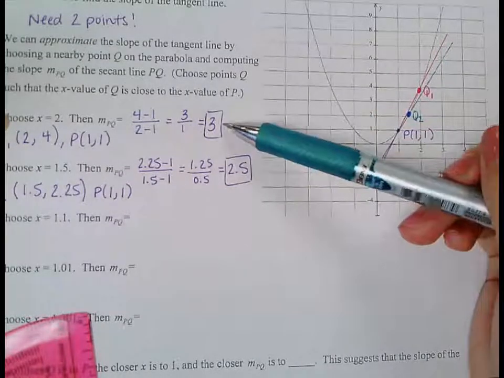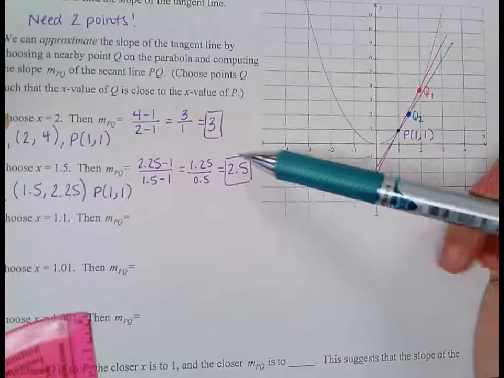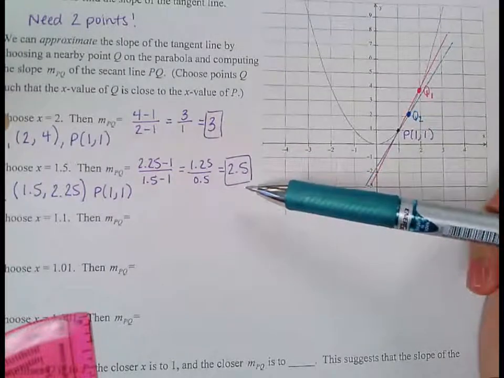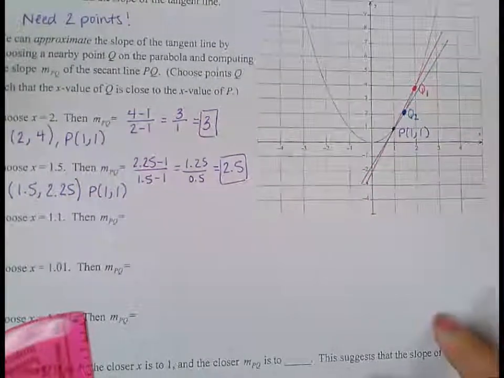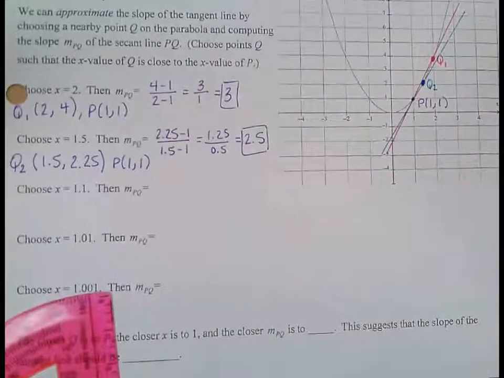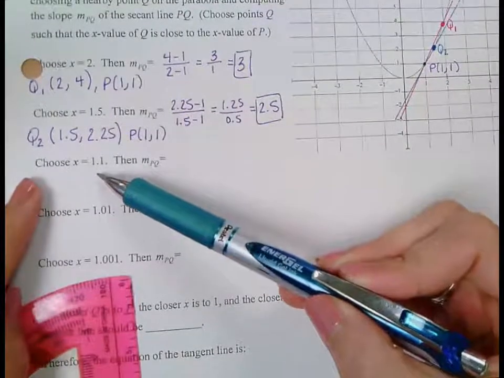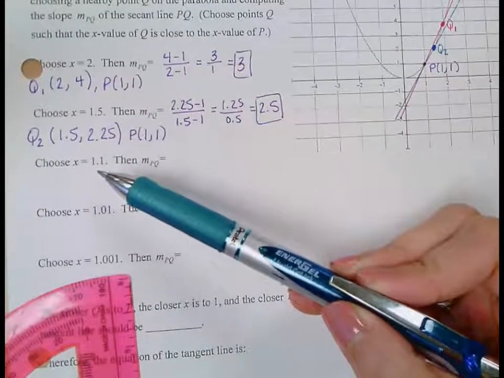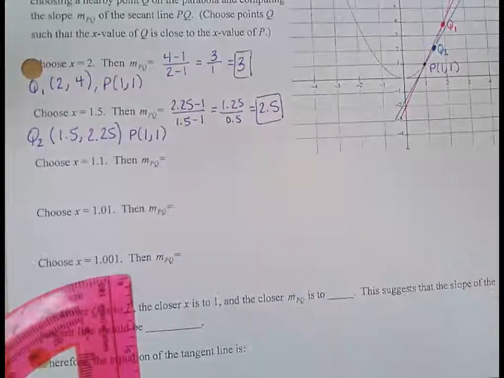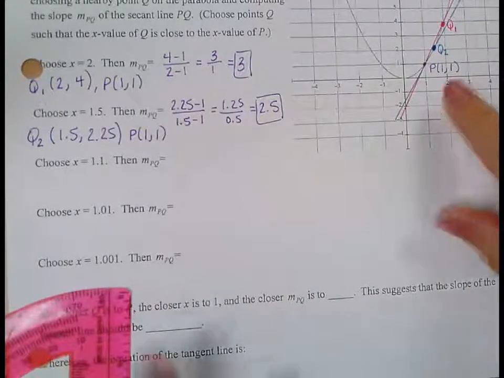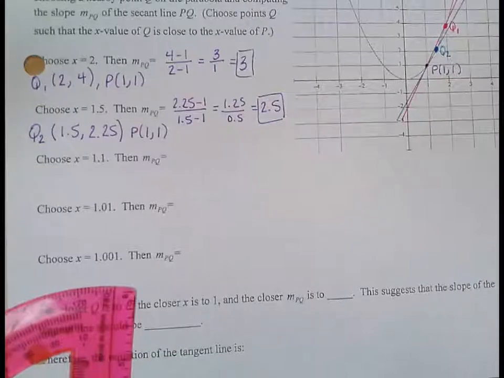So 2.5 is a better approximation. It's still not exactly equal to the slope of our tangent line. So I could get even closer to point P. I could have chosen the x value to be 1.1. So now I'm only 1/10 of a unit away in terms of the x values from point P. So on the graph, if I start drawing these in, it's going to look super close. I might draw this one and probably not the next two.